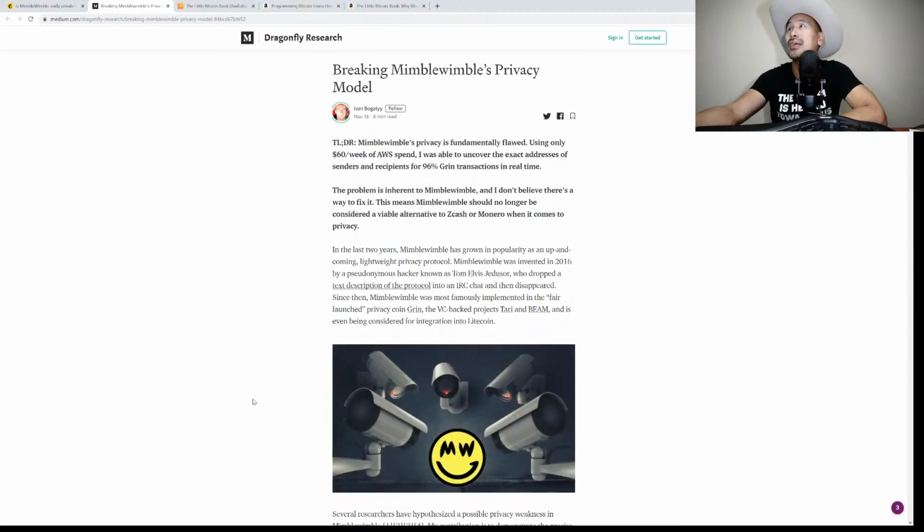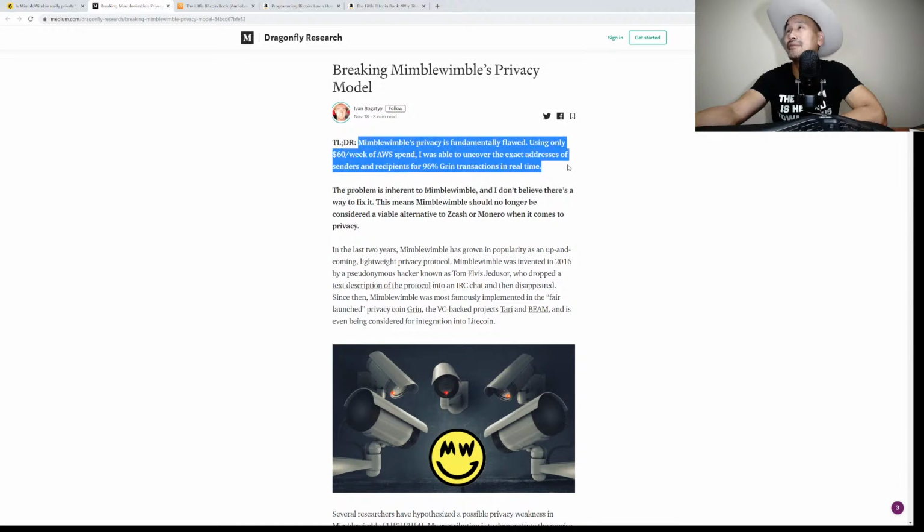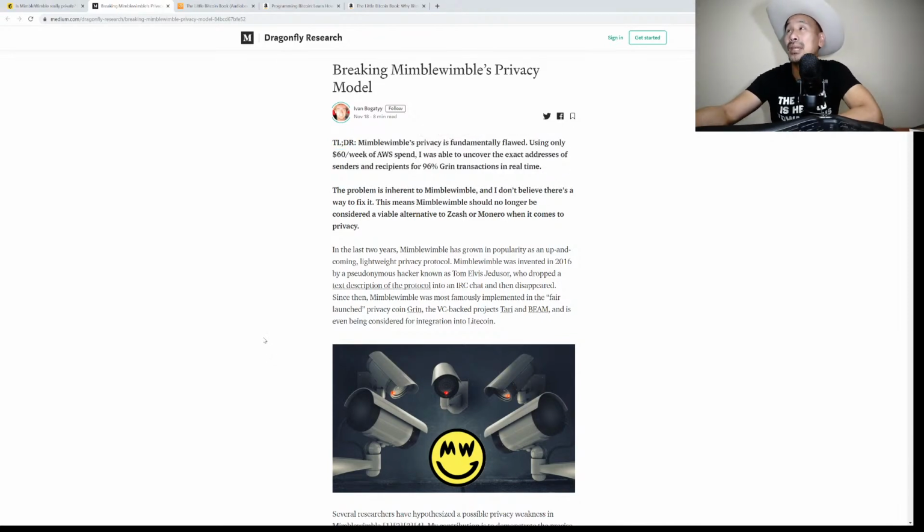This is breaking Mimblewimble's privacy model. TLDR, Mimblewimble privacy is fundamentally flawed. Using only $60 a week of AWS spend, I was able to uncover the exact addresses of senders and recipients for 96% of Grin transactions in real time.